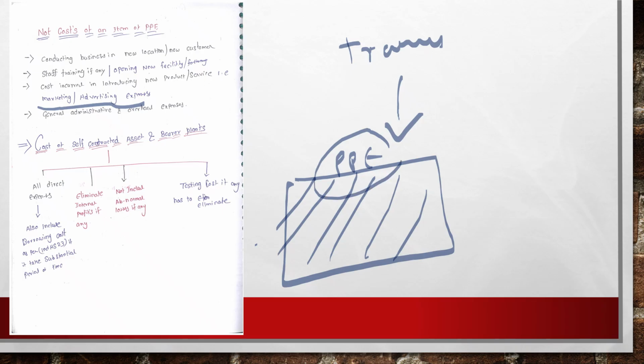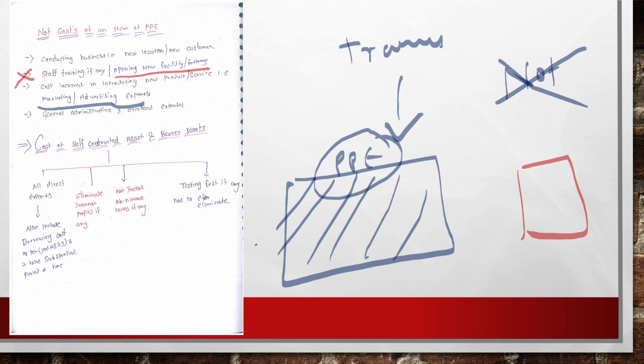Those are not included in the cost of the PPE. So you should not include the staff cost and training cost. And also, if you are opening any new facility or new factory, that is also not included in the new building costs. Say suppose you are constructing one plant here, you are opening one more facility here, you should not include this facility cost in this PPE.